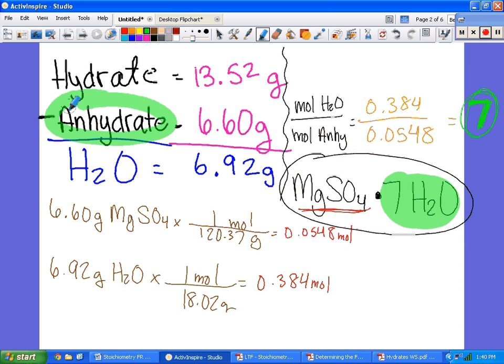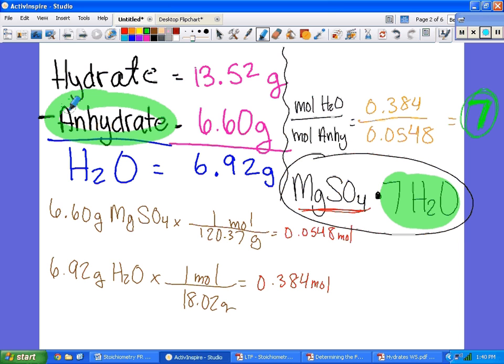You get the mass of the anhydrate and the water, convert both of them from grams to moles, and then divide the moles of the water by the moles of the anhydrate. It's going to give you a number, and that number is how many waters there are. Do you always get the mass of the anhydrate and water? Yes, you're going to have to.